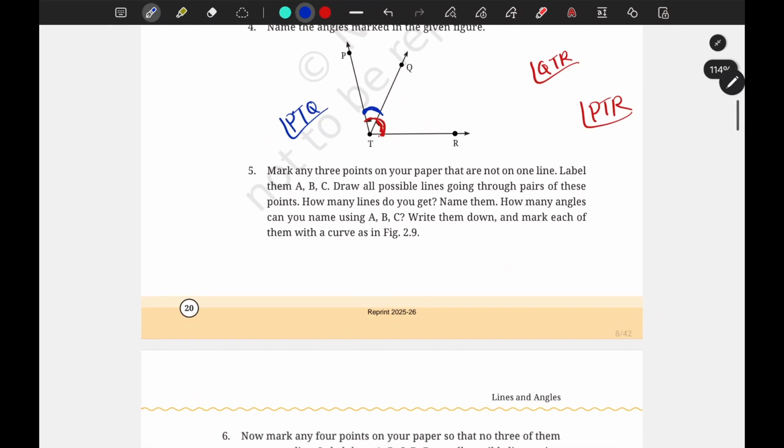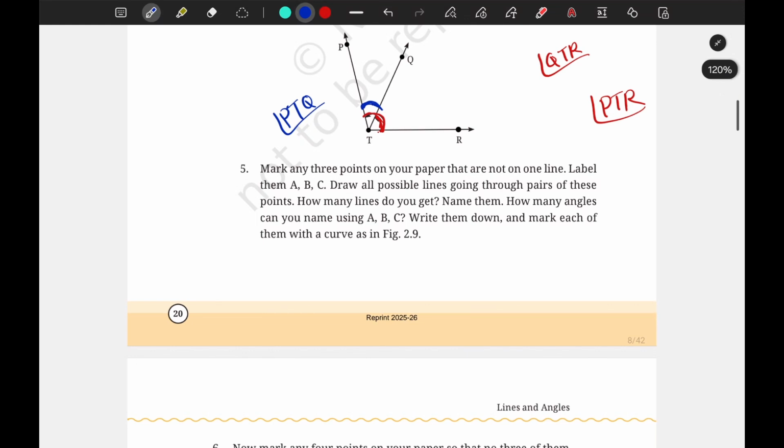And next, fifth question: mark any 3 points on your paper that are not on the same line. So I'm putting dots like this. Label them A, B, C. Draw all possible lines going through pairs of these points. How many lines do you get? Name them. How many angles can you name using A, B, C? Write them down and mark each of them with a curve.